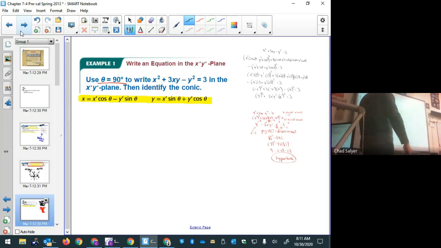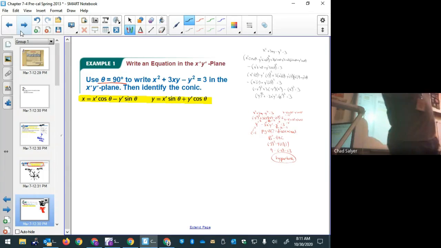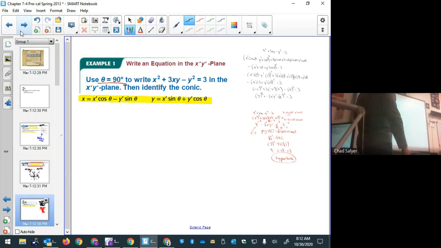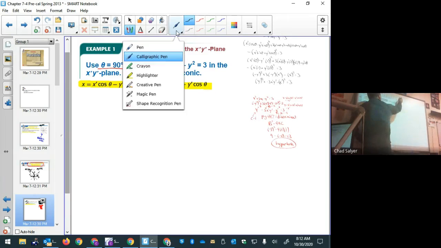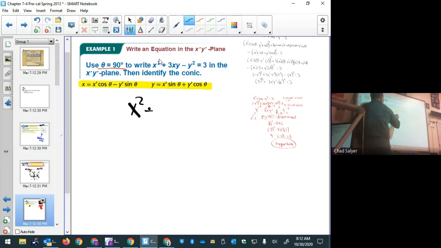Okay, so here's an example. Now, theta equals 90 is kind of boring, because you see how that just switches the x and y axis effectively. But this one is a good little quick practice. So we've got x and y related to each other in this way. X squared plus 3xy minus y squared equals 3. And I want to rewrite it in terms of the x prime, y prime plane using these formulas.